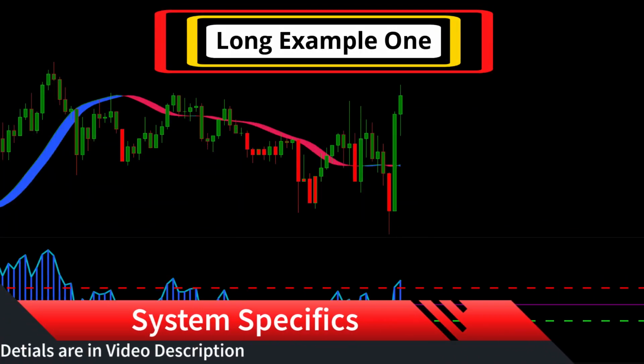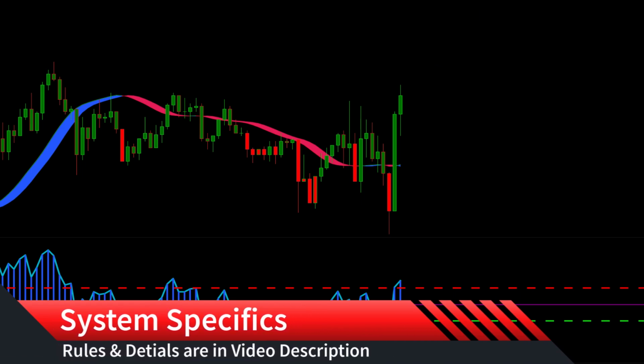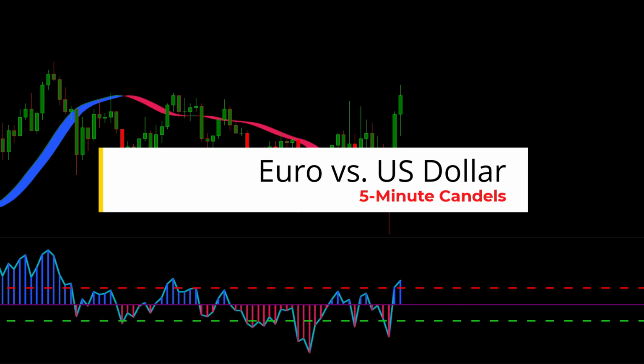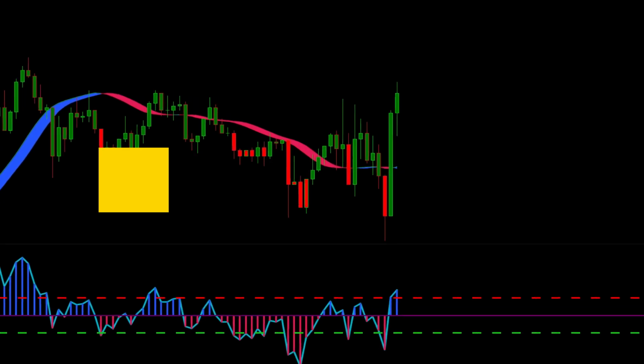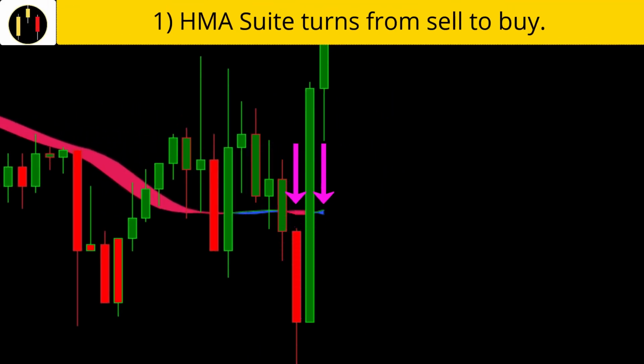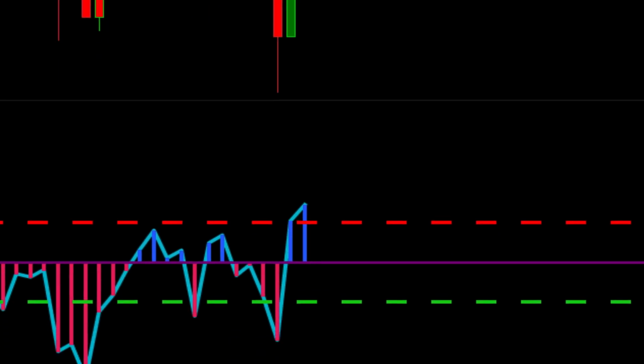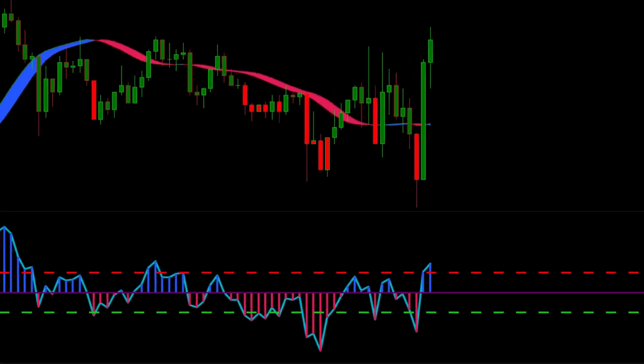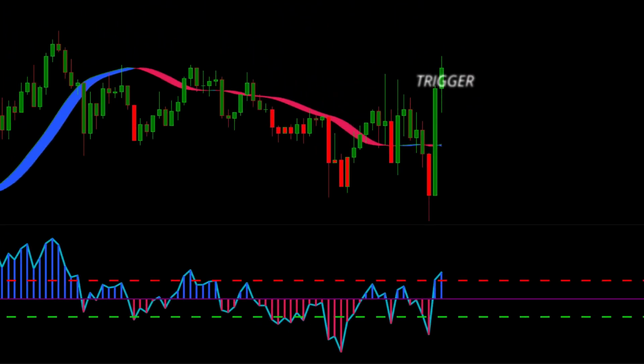Let's go over entry criteria and review some examples. As always, system rules and details are listed in the description below. This chart is Euro versus the US dollar, 5-minute candles. The rules to enter a long on Alan's Lag are: first, the HMA Suite indicator must turn from a red sell to a blue buy. Second, the RSI histogram must be at or above the 10 line on the first candle where the HMA turns to a buy. This is our trigger candle.